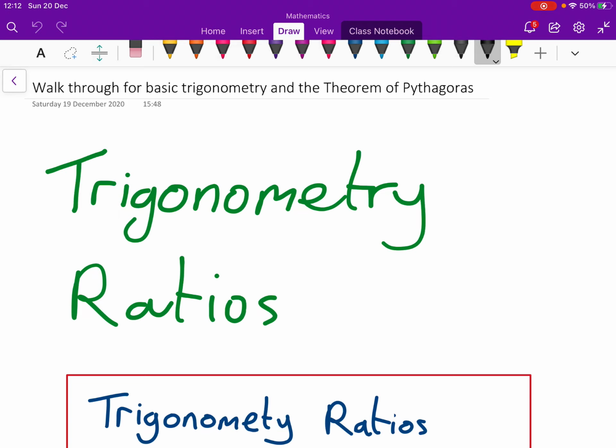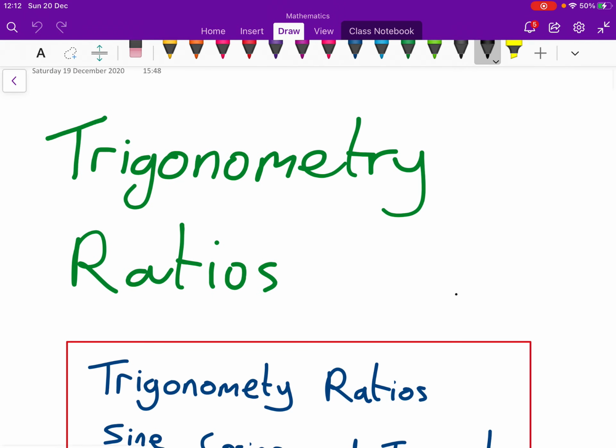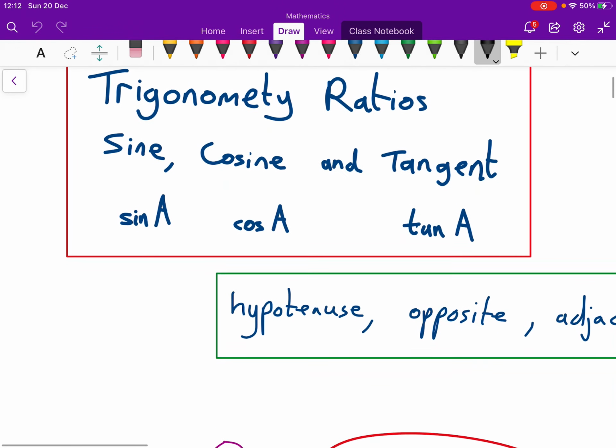Focusing on trigonometric ratios, so these things are sine, cosine and tangent, and they're abbreviated sin A, cos A and tan A. A here stands for the angle in a triangle. So we're talking about triangles and we call it trigonometry. And these are three ratios we're looking for.